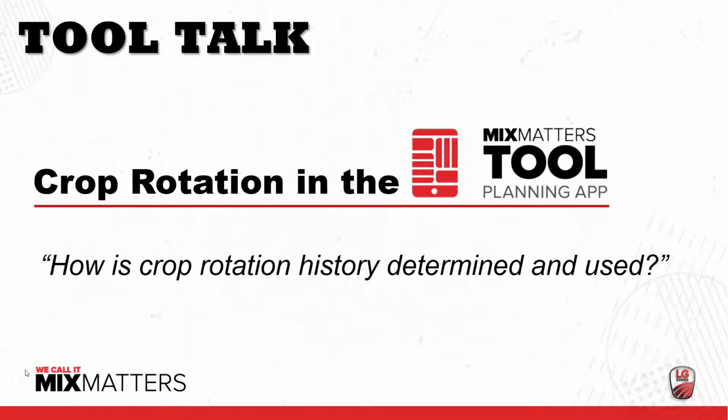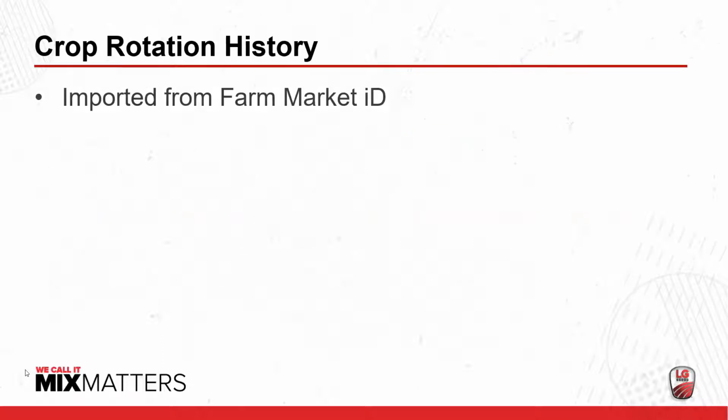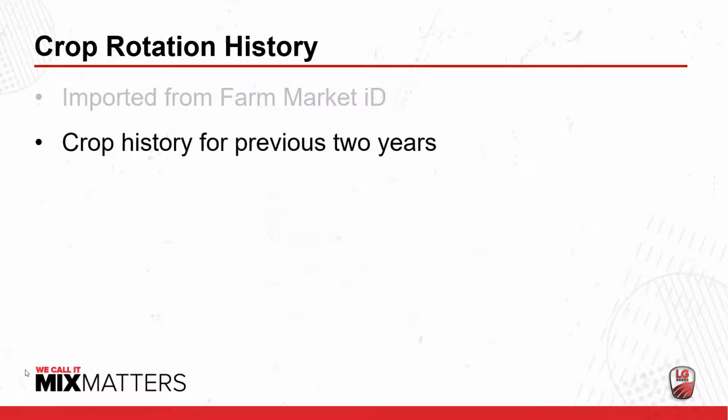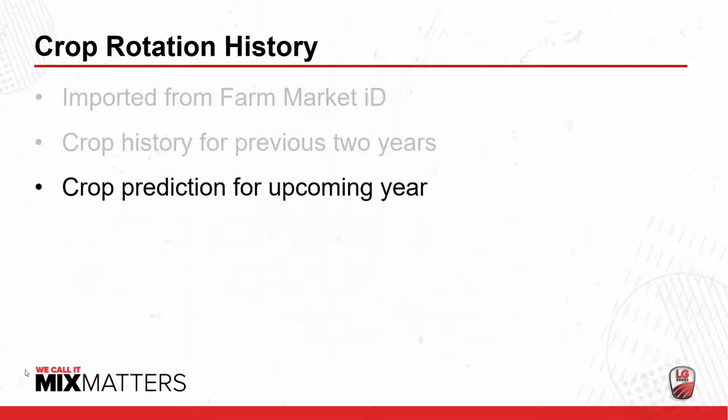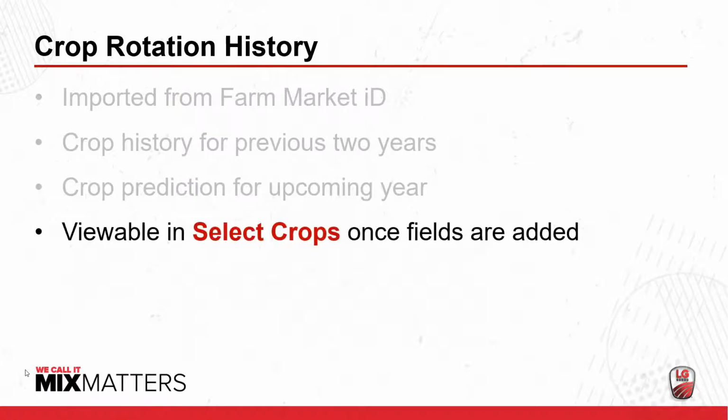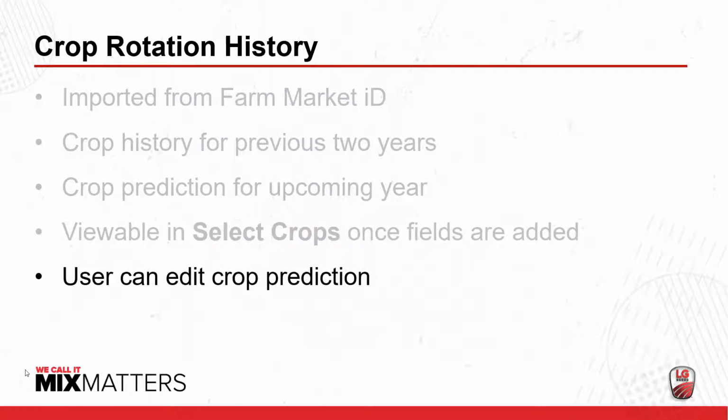The question we're going to focus on in this video is how is crop rotation history determined and used in the Mixed Matters tool. First, the history is imported from Farm Market ID, the same service that we use to bring the fields into the Mixed Matters tool. The history is brought in for the previous 2 years of crops, and then a prediction is made for the upcoming year. This information is viewable in the Select Crops section of the Mixed Matters tool once fields have been added, and the user can still edit the crop prediction for the upcoming year.